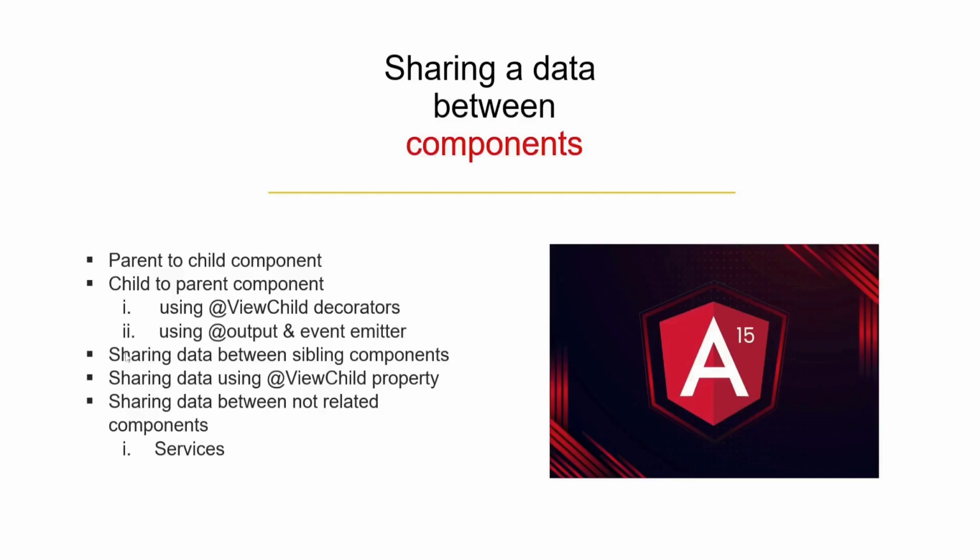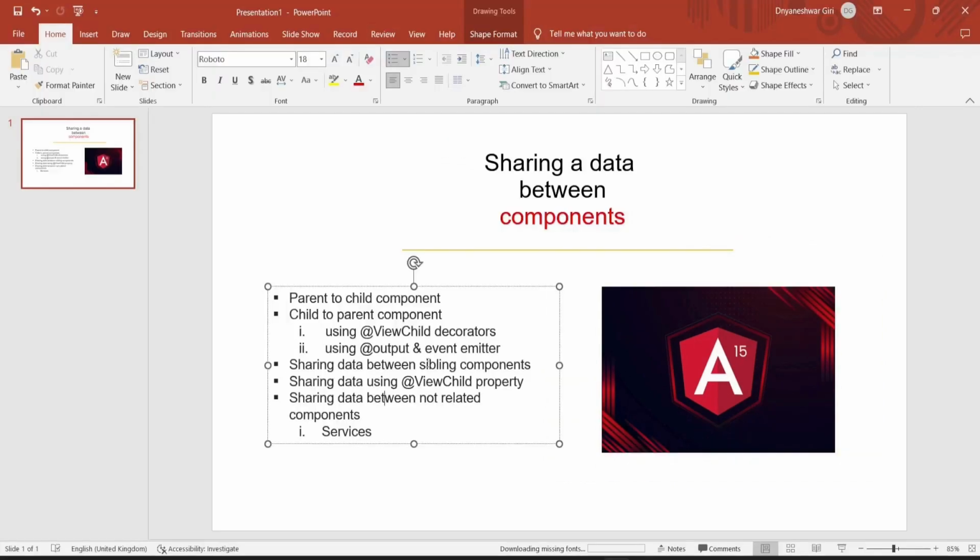So this is the way we pass data from a child to a parent using @Output and EventEmitter. The third type of sharing data is sharing data between sibling components. Here you don't have the compulsion of a parent-to-child relationship between components. If you have just two components sitting at the same hierarchy, you can send data between them. So let's jump to VS Code and see how it works.